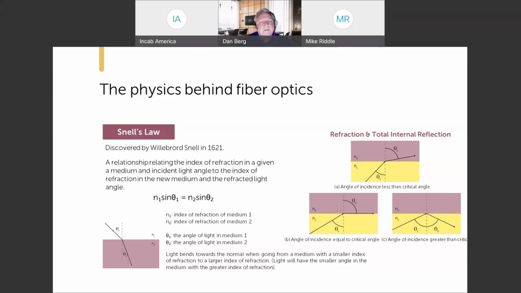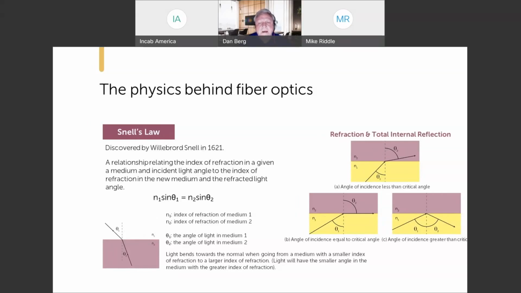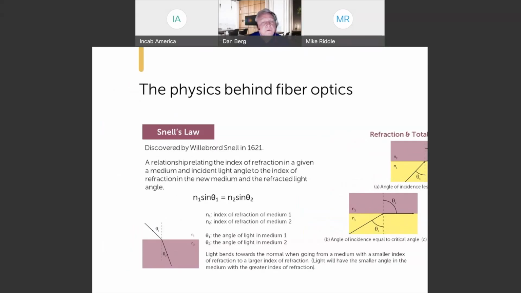In 1621, an astronomer and physicist named Willibrord Snell discovered an exact relationship between two angles and two refractive indexes with respect to normal. We draw a line perpendicular to the boundary of the core and cladding, and that's what they call a normal line. The important thing to remember here is the light ray will bend towards normal when going from a medium with a smaller index of refraction, in this case the cladding, to a larger index of refraction, which would be the core.